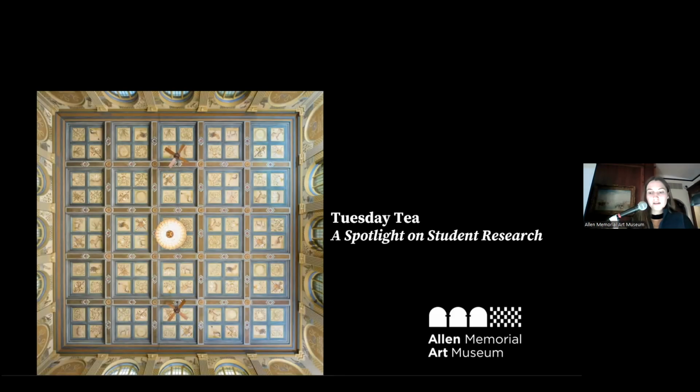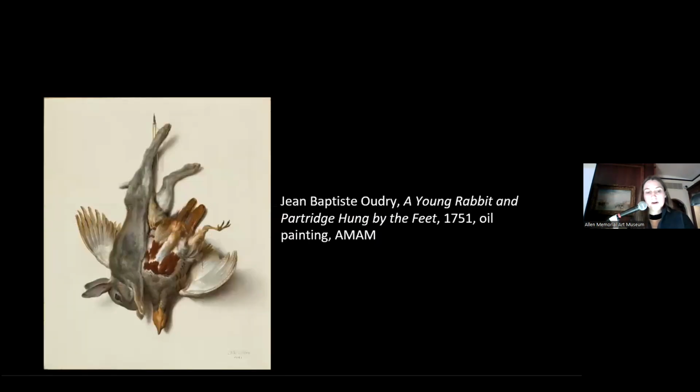I first studied this work, A Young Rabbit and Partridge Hung by the Feet by Jean-Baptiste Audry, for Christina Neilson's Approaches to Western Art class. To start, we will be discussing Jean-Baptiste Audry's A Young Rabbit and Partridge Hung by the Feet, which is pictured here. I claim that this is a self-referential work of art. It attempts to capture reality, but also in some ways to transcend reality. This is accomplished in a way that reflects what was at the time an emerging thought about the natural world and the nature of human vision.